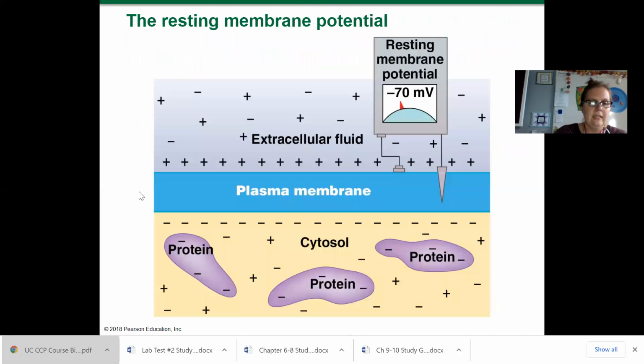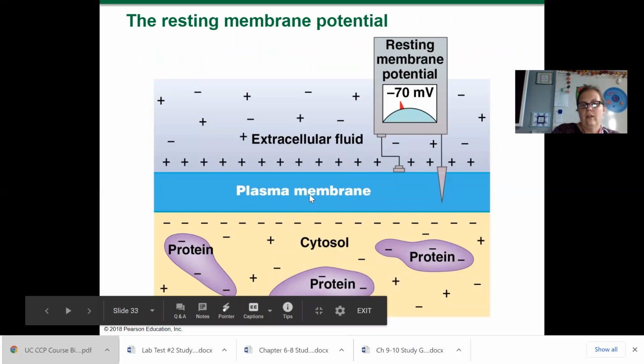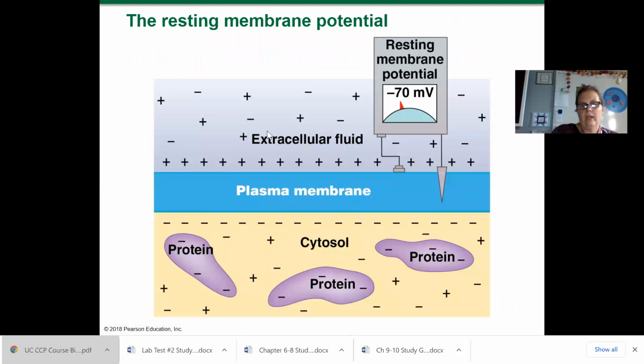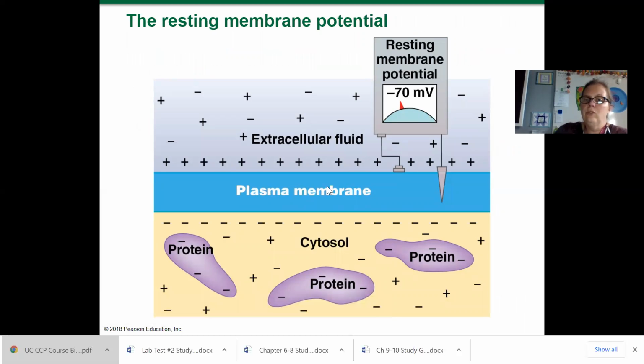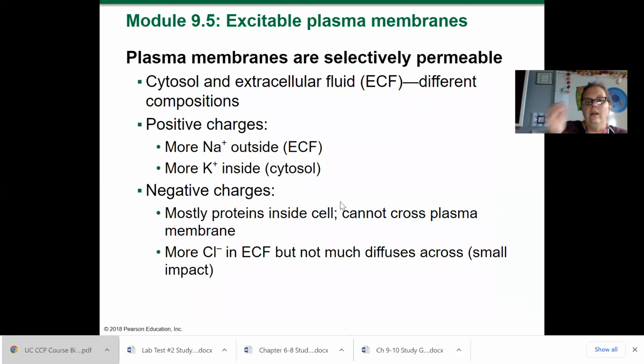So let's visualize that; we're going to look at what's on page 322. If we're measuring it, we would get -70 millivolts normally, okay? Slightly more negative on the inside than on the outside. Extracellular fluid and intracellular fluid are abbreviated here as ECF and ICF. But you can see there's a difference, okay? Now, the plasma membrane we already talked about being selectively permeable. The cytosol and ECF have different compositions. There's more sodium outside in the extracellular fluid, and there's more potassium inside in the cytosol.